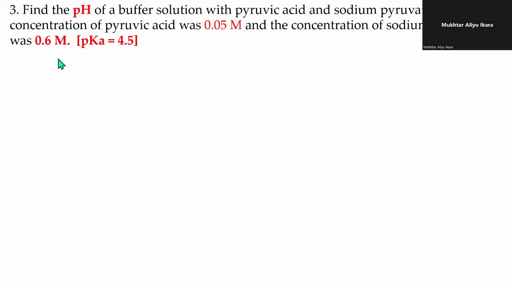Today we are going to look at how to solve problems using the Henderson-Hasselbalch equation. We are going to start with this question, which says: find the pH of a solution with pyruvic acid and sodium pyruvate, given that the concentration of pyruvic acid was 0.05 and the concentration of sodium pyruvate was 0.6, and the pKa is given as 4.5. So now let's start with the data.